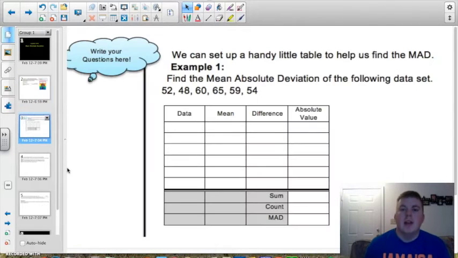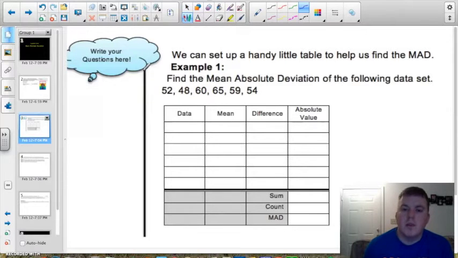Now, we can set up a handy little table to help us find the MAD, and you're going to see this table below. This is not a table that you have to use to do all the work, but it is very convenient and makes sure that you follow the right steps. On the practice, there will be some where you are given this table and others where you're left on your own, whether you want to make one of these tables or use whatever method you think is best for you. But I'm going to show you how to find the MAD using this table, and then you can choose for yourself how you would like to proceed.